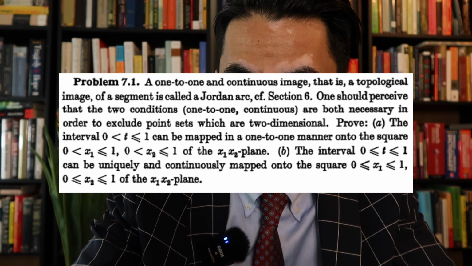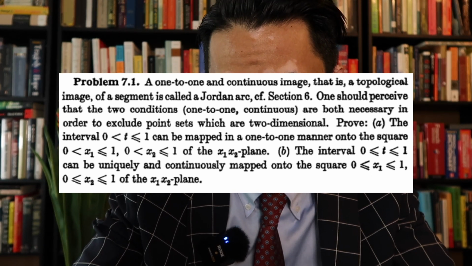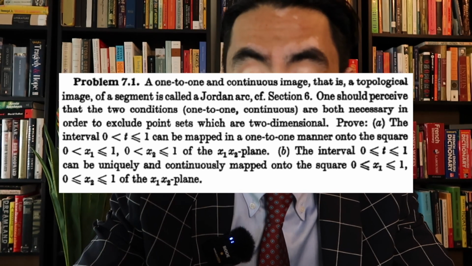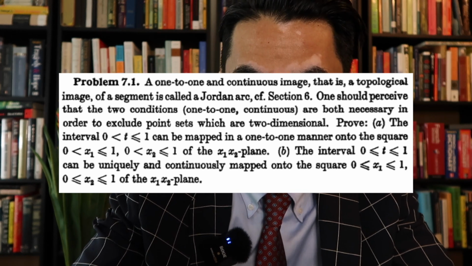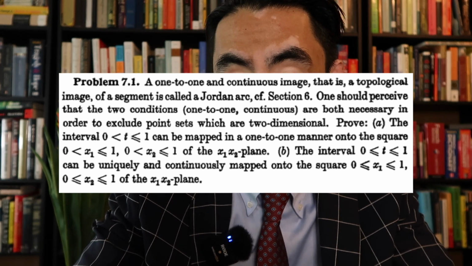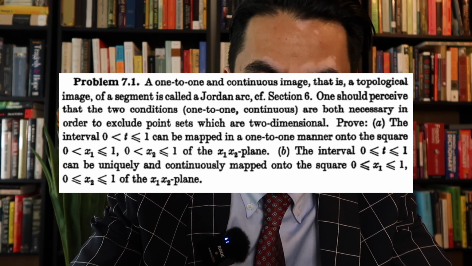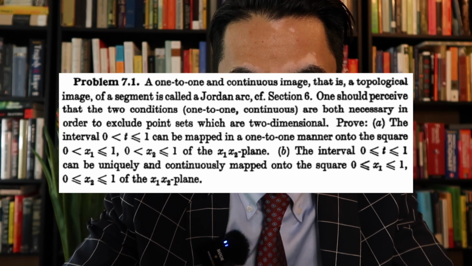The first part is to prove that the interval where t is greater than 0 and less than or equal to 1 can be mapped in a one-to-one manner onto the square defined by x1 greater than 0 and less than or equal to 1, and x2 greater than 0 and less than or equal to 1. And this is a square, of course, in the x1, x2 plane.